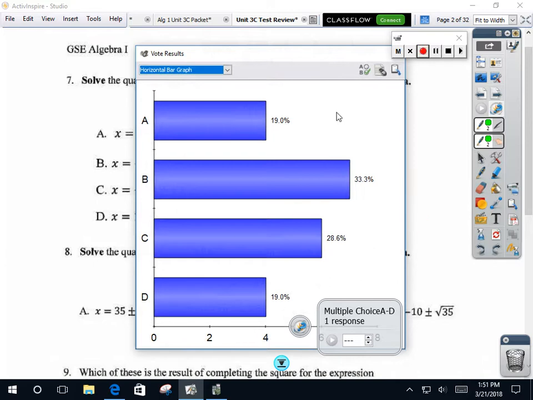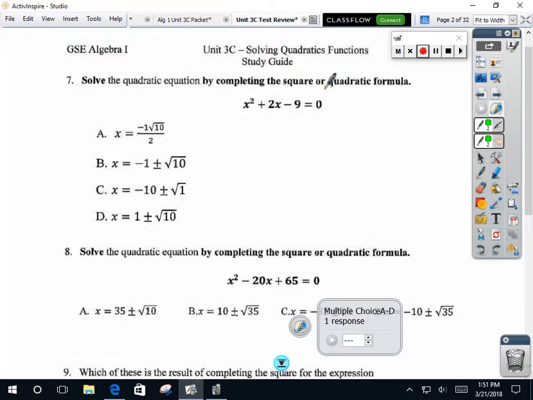All right, the correct answer is B. Only a third got it right, so let's go over it. It says solve the quadratic equation by completing the square or quadratic formula. I'm going to go the route of quadratic formula because that's what y'all are more comfortable with.